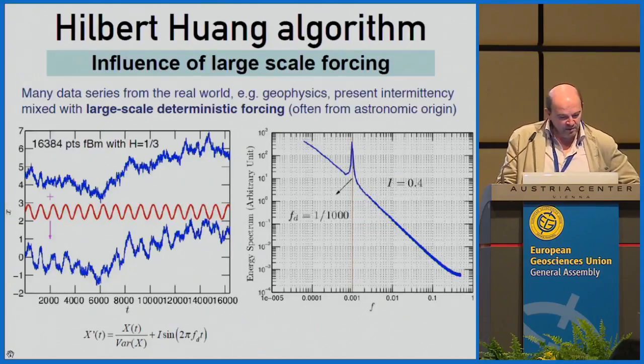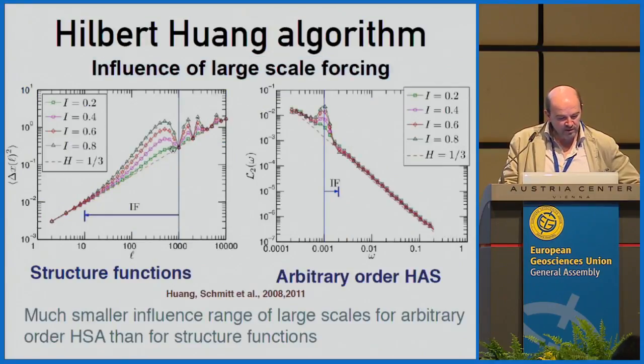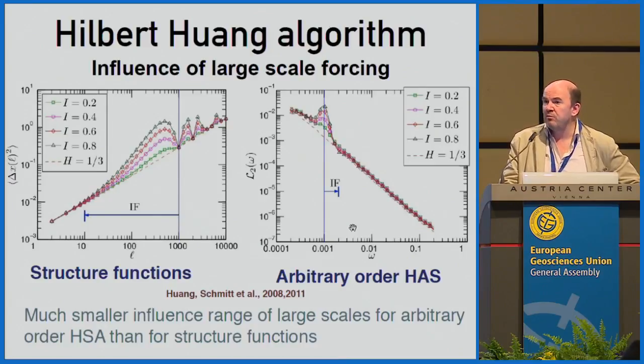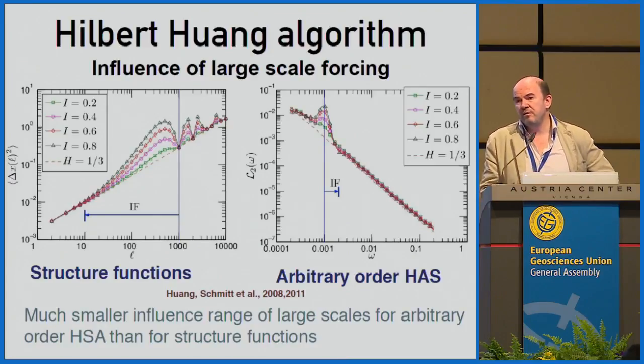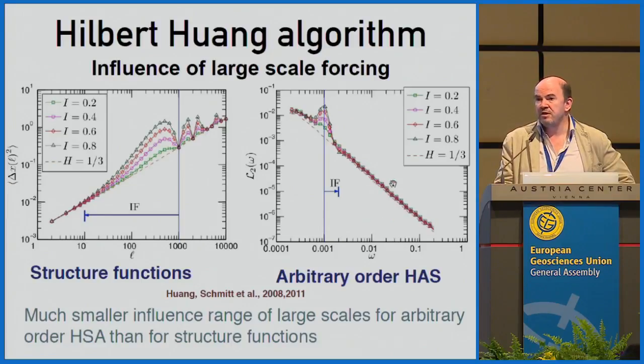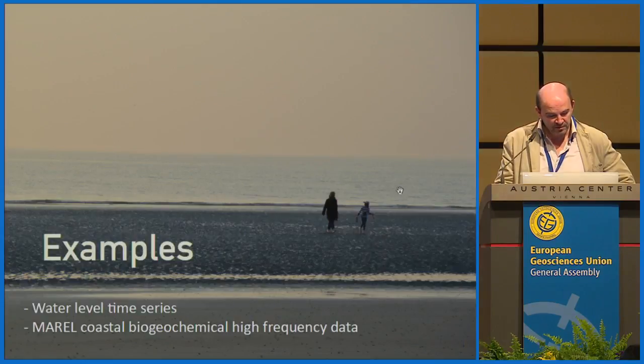As an example for this forcing, we did a simulation where we artificially added a periodic function. If you look at the spectrum, you can see it's perturbed by a peak here. And the scaling of the structure function is completely destroyed by this forcing, whereas the Hilbert approach is not too much perturbed. So in fact, it's a way to say that when we have a stochastic variability superposed on a strong deterministic forcing, which is often the case in the ocean, we have a nice method here which is able to extract the scaling exponents. So I give here two examples very quickly.